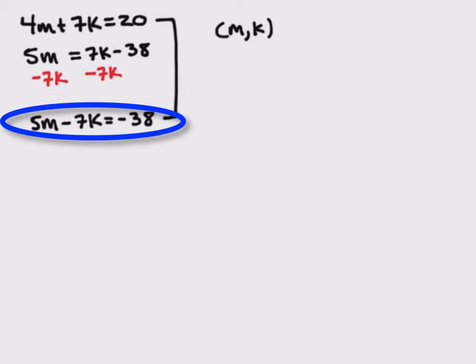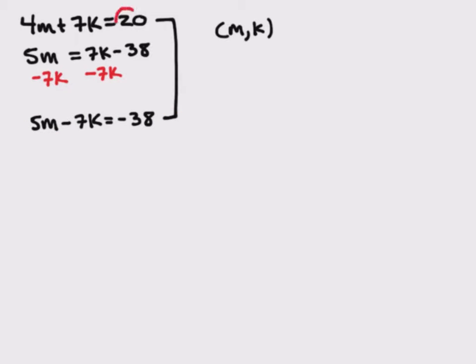So let's look at this equation right here. 5m minus 7k equals negative 38. Of course, if we add the same number to both sides of the equation, we're going to get a true statement. And that's exactly what we're going to do, but in a very tricky way. We're going to add 20 to both sides of this equation. On the right-hand side, we're going to actually add the number 20. On the left-hand side, we're also going to add 20, but we're not going to actually add the number 20. We're going to add something that's exactly equal to 20, namely 4m plus 7k.